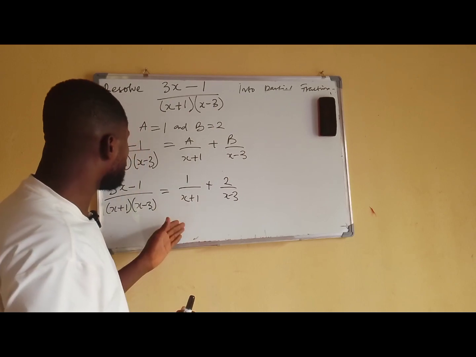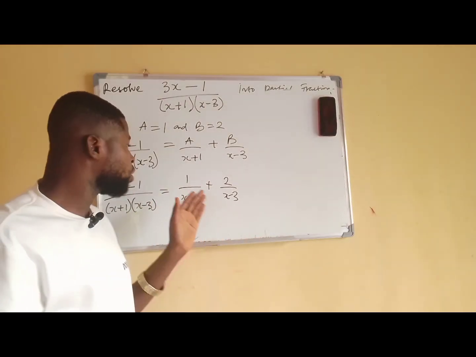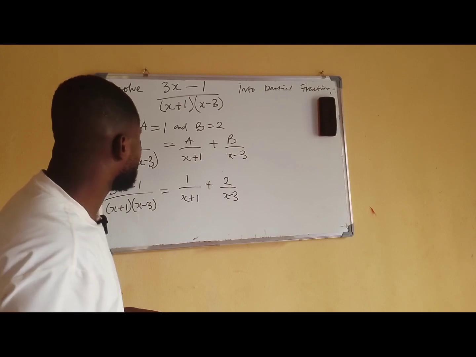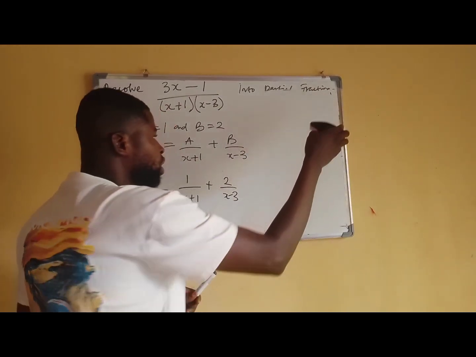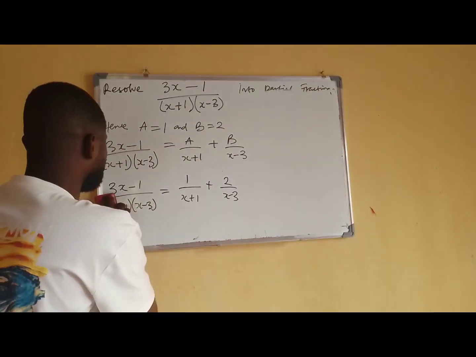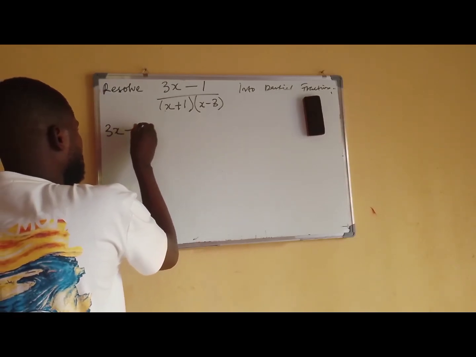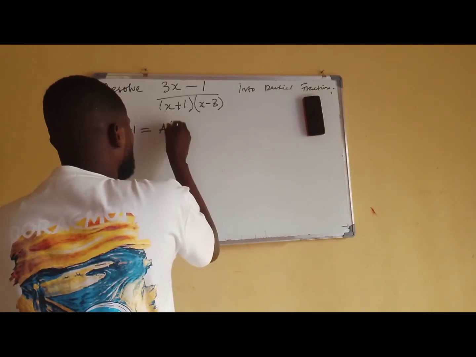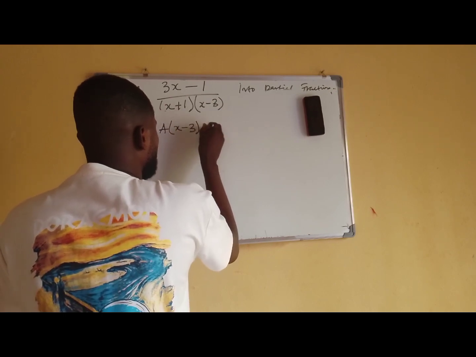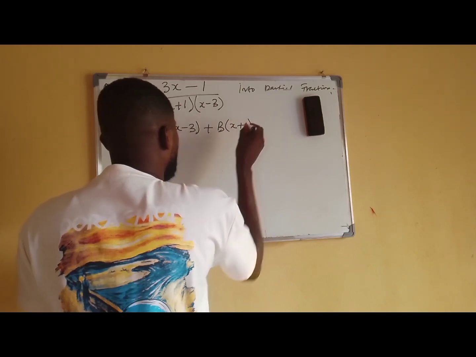Now, I told you originally that I will be showing you two methods in solving this from a certain point. Now, let us use the final method, so that when you compare the two, any one that is easier for you, you now go by it. We had that 3x minus 1 is equal to A open bracket x minus 3 plus B open bracket x plus 1.